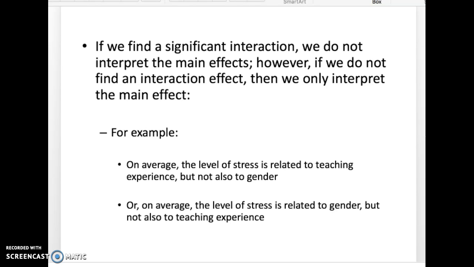If we find a significant interaction, we do not interpret the main effects. However, if we do not find an interaction effect, then we only interpret the main effect. For example, on average, the level of stress is related to teaching experience, but not also to gender. Or, on average, the level of stress is related to gender, but not also to teaching experience.